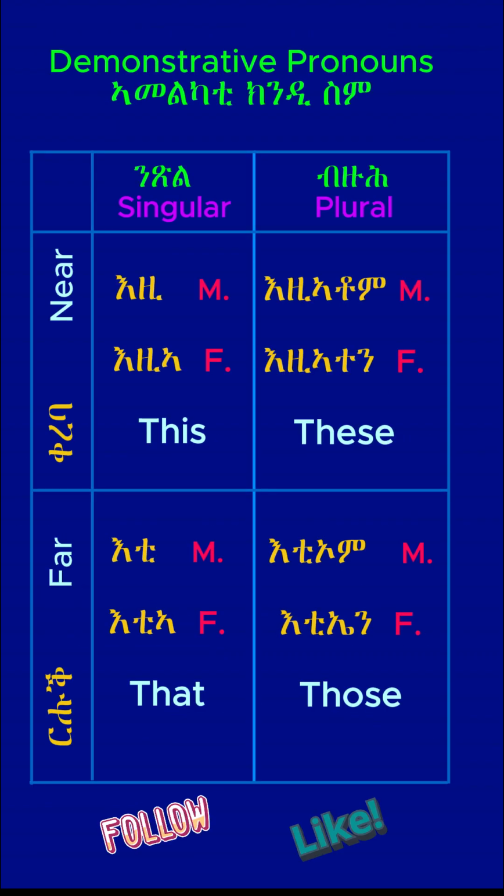Demonstrative pronouns, ኣመልካቲ ክንድ ስም ንጽል ብዙሕ singular. Plural, ቀረባ ርሑቕ near, far. እዚ እዚኣ This, እዚኣቶም እዚኣተን these. እቲ እቲኣ That, እቲኦም እቲኤን those.